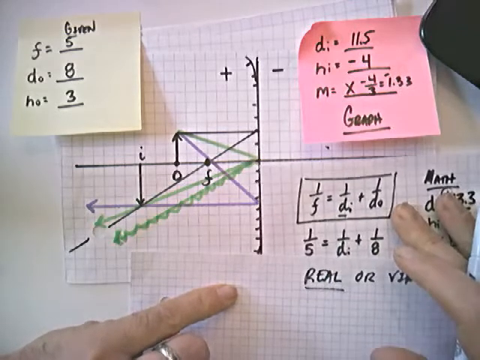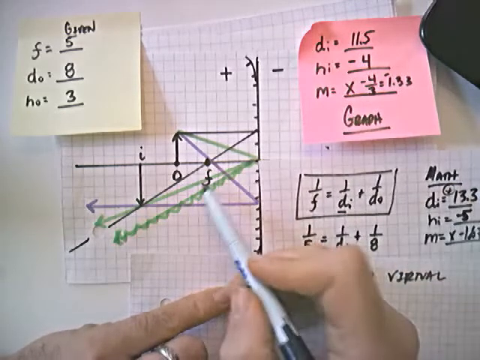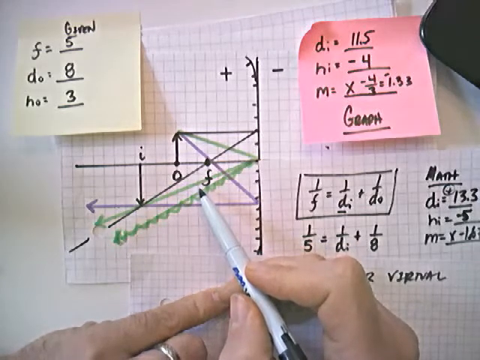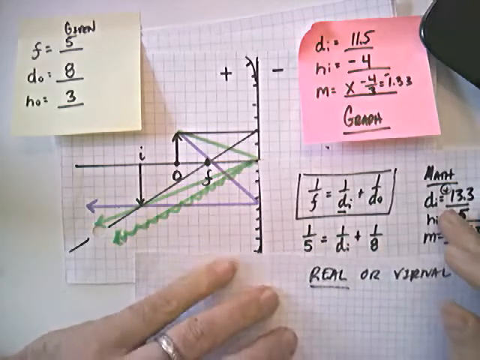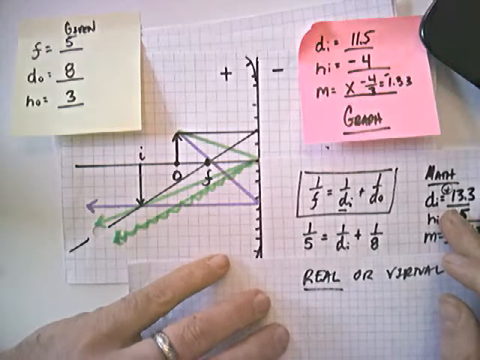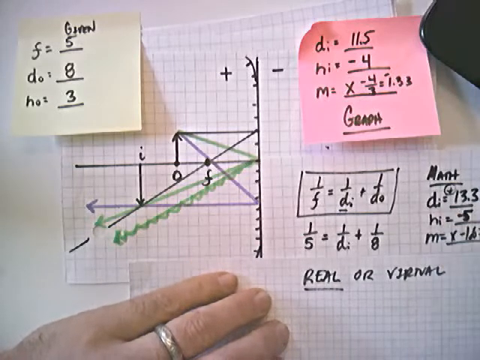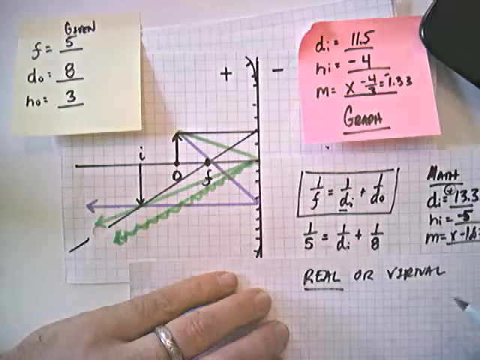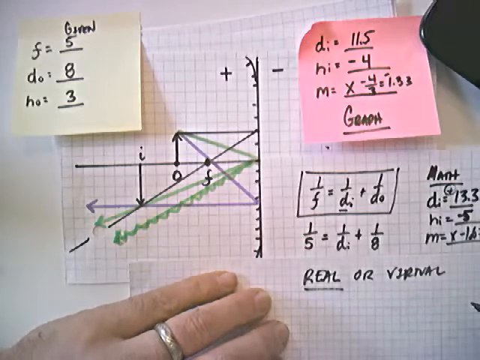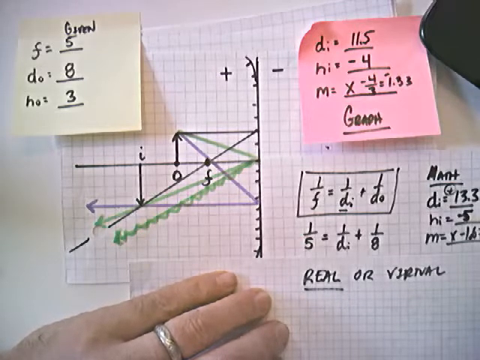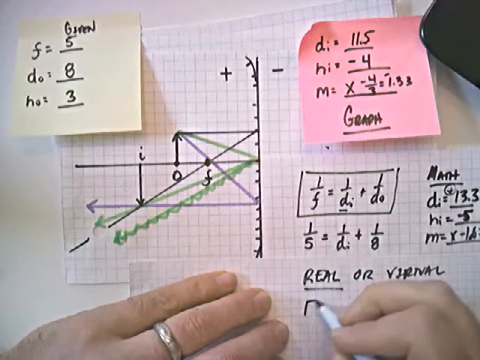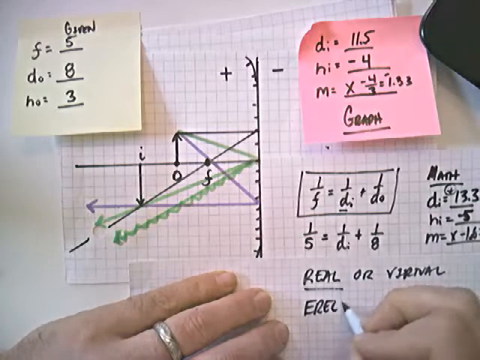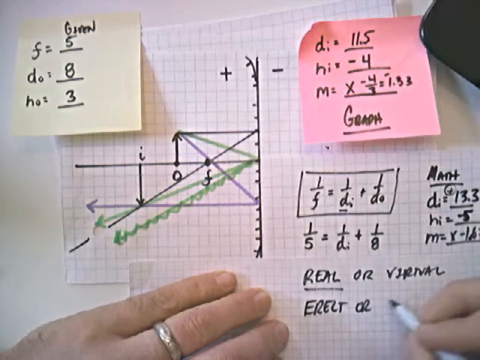It can't be projected. This, we can project the image onto a wall or something like this. If it forms over here, you cannot. That's why it's virtual. The rays never intersect if it's virtual. Okay, not only do we have to decide if it's real or virtual, we also have to decide if it's right side up or upside down. So we would say, is it erect or is it inverted?